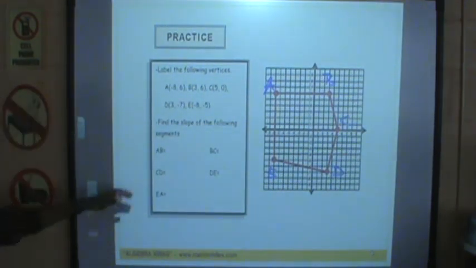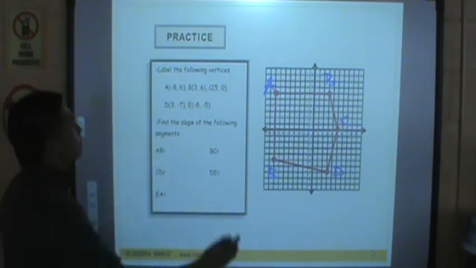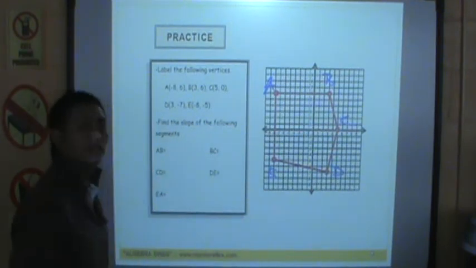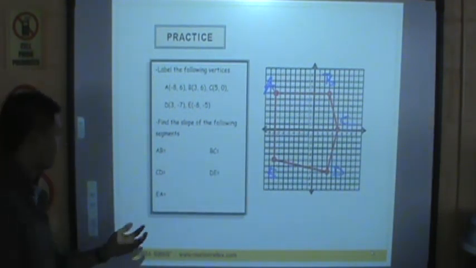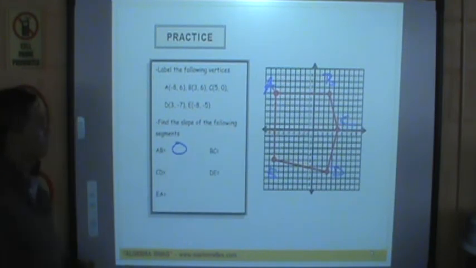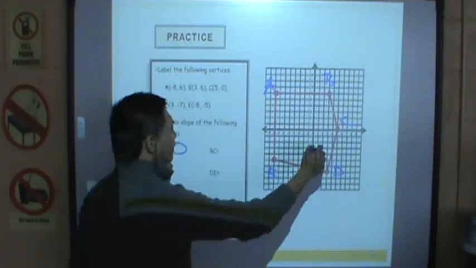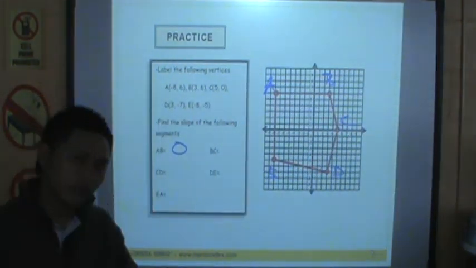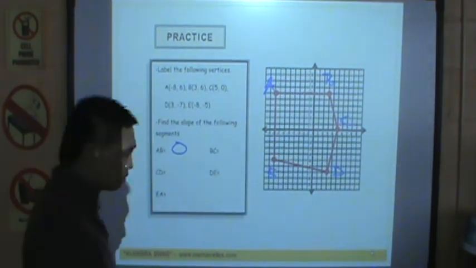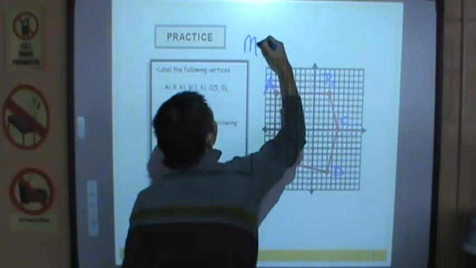Okay, the question here is find the slope of the following segments. So let's start with AB. It looks like AB is a horizontal line. Again, what is the slope of a horizontal line? Next, BC. So BC is a diagonal line. So you got 2 points, B and C. But which point is on the bottom? It's C. Now remember, for the slope, it's rise over run. Rise over run.